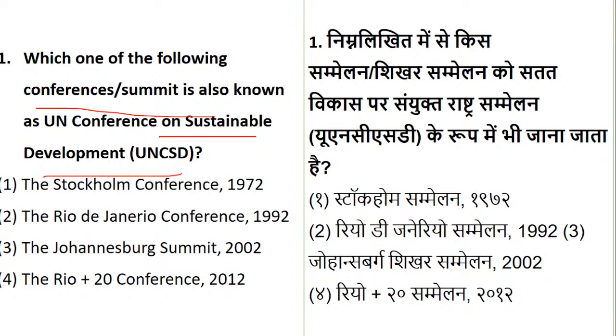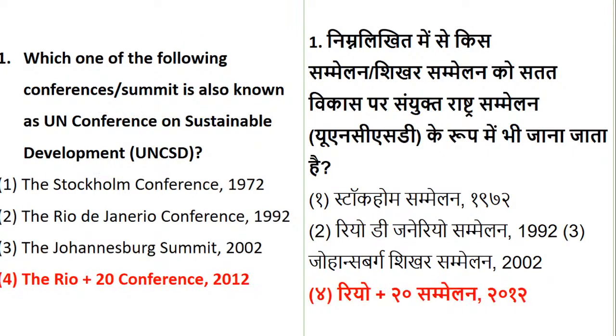The right answer actually is option number 4, that is the Rio Plus 20 Conference, 2012. Please be careful, these again are the questions. The answer is the Rio Plus 20 Conference. Here the question was about the conference known as the United Nations Conference on Sustainable Development. I have a theory part also in the coming slides, but when we talk about the United Nations Conference on Sustainable Development, that is the Rio 20 conference. It's not the Rio de Janeiro conference or the Stockholm conference, it is the Rio 20 conference, which was held in the year 2012. Be careful here, there are a lot of confusing questions which students face.